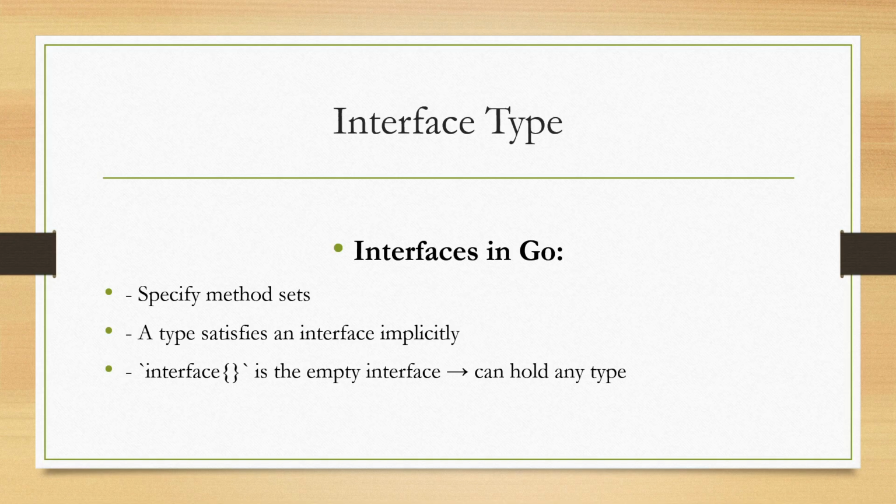And that brings us to the next point. A type satisfies an interface implicitly. This is really cool in Go. You do not need to say, hey, my struct implements this interface. No need for extra keywords like implements. If your type has the right method, Go just knows. It's automatic, super clean, right? The empty interface doesn't require any method at all. So any type, a number, string, struct, whatever, can fit inside it.